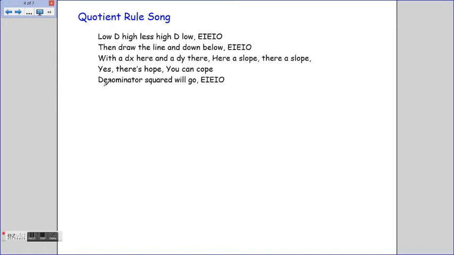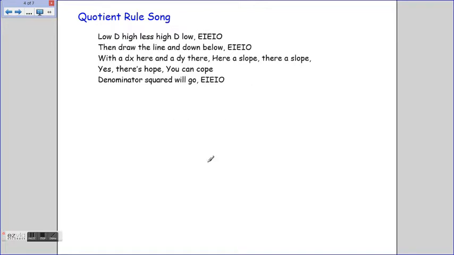Low D high, less high D low, E-I-E-I-O. Then draw the line and down below, E-I-E-I-O. With the dx here and a dx there, here a slope, there a slope. Yes, there's hope. You can cope. Denominator squared we go. E-I-E-I-O.